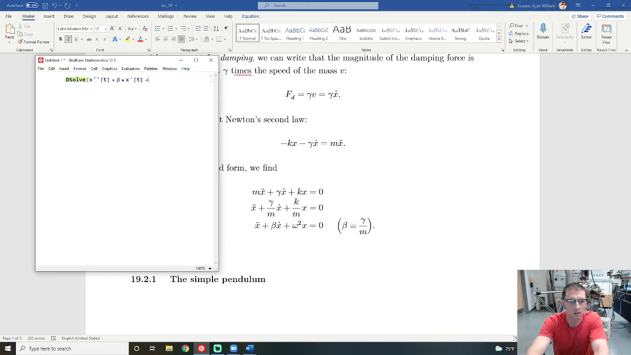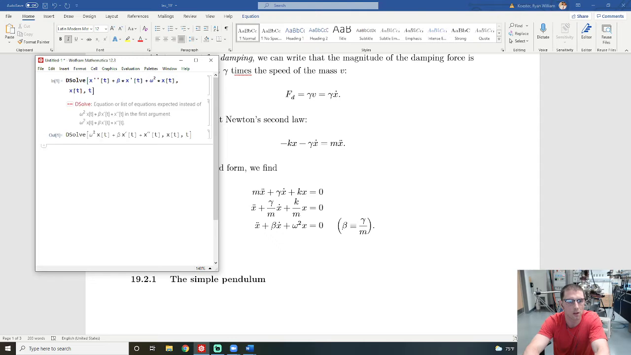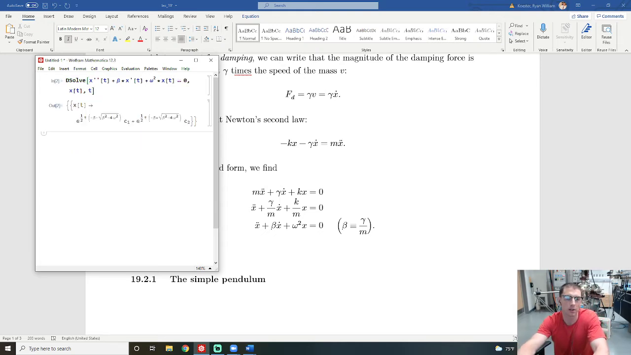So I'm just putting the differential equation in, and I'm using Mathematica's DSolve feature, right? This is one of the ways you can solve differential equations using Mathematica. So let's see what it spits out. Sure, that's correct. Cool. Oh right, okay, I have to say that this is equal to something, of course. Let's try that again. There we go.